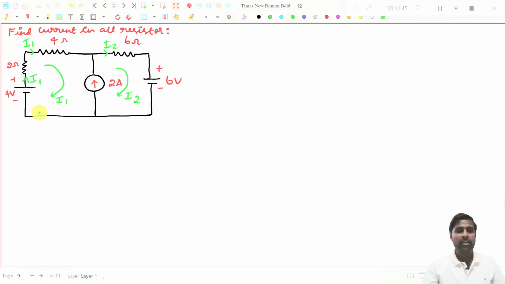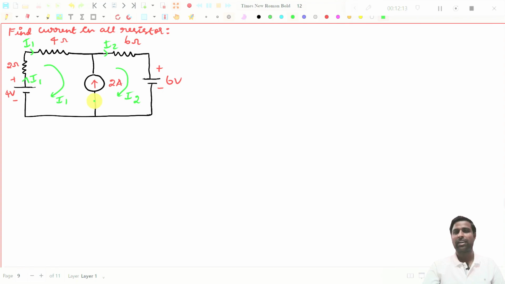And now you see, if I start from this point, I will go from minus 2 plus, that is plus 4. Then I am going in the same direction, so minus 2 into I1. So I am going in the same direction, so I will get minus 4 into I1. Then I will come here. And you see, I cannot tell what is the voltage here since I don't have any resistor or it is not at all a voltage source. So I cannot say what is the voltage in this point.